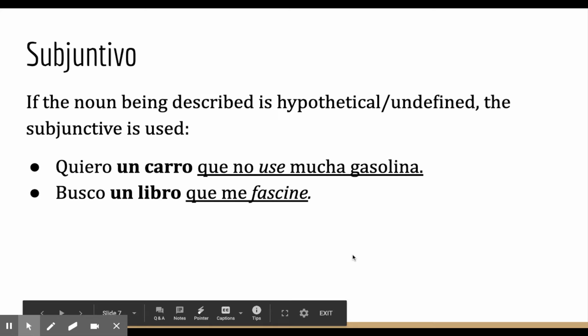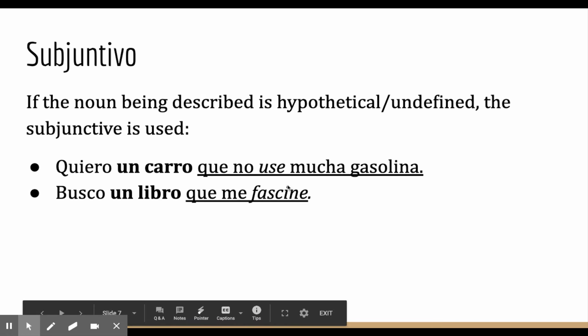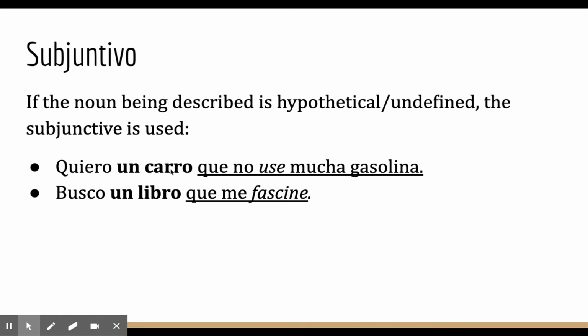All right, now, if the noun that's being described is hypothetical or undefined, the subjunctive is used. So if you say quiero un carro, I want a car. Now, even if you know this car exists, because the car is at this moment hypothetical, you use the subjunctive. So quiero un carro que no use mucha gasolina. I want a car that doesn't use a lot of gas. But again, even if you know that this car exists, since it's undefined right now, you're using the subjunctive.